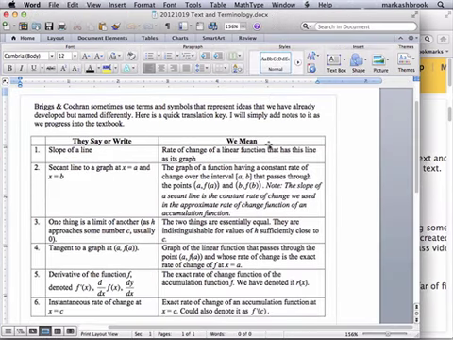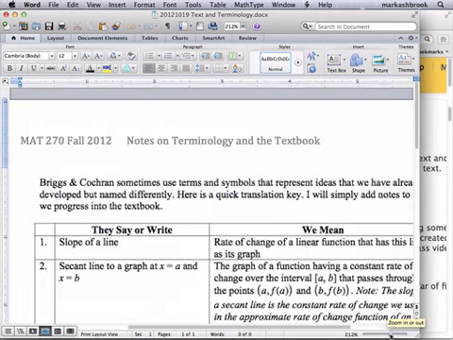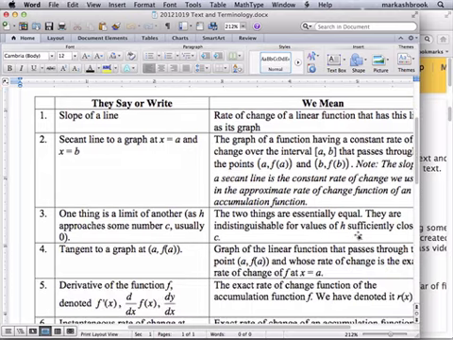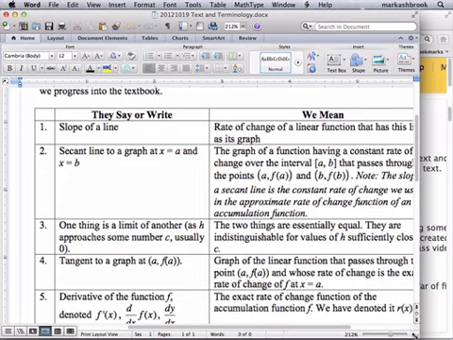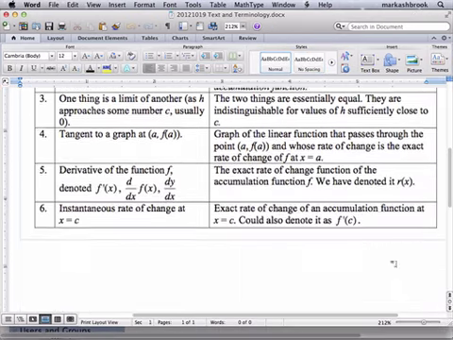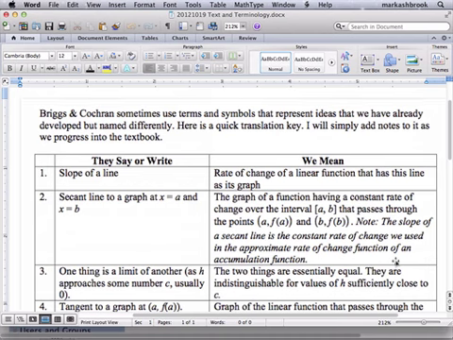So, they say or write, we mean, okay? They say or write, we mean. So as you're reading, you've got this translator to make the connections between things that may be unfamiliar in terms of what they're reading and how we've been approaching it, okay? So you print that sheet out and have that at hand while you're reading the text.